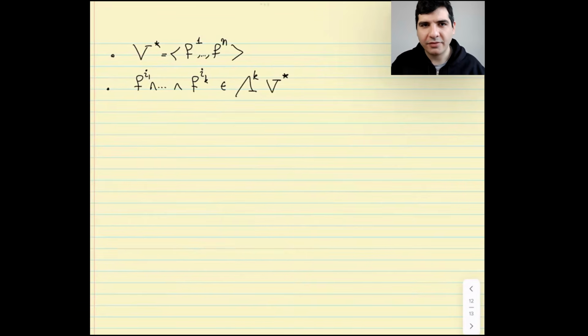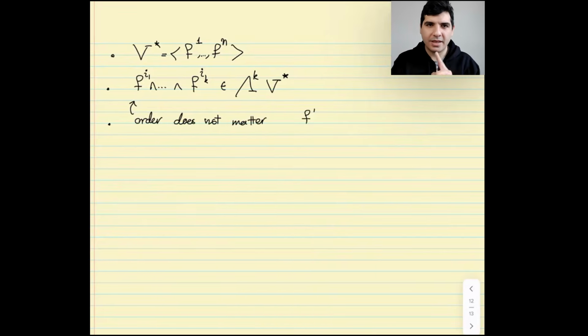The claim is that if I pick k elements out of these n elements, all of these different choices would give me a basis. There are two things to note. First, the order does not matter. If you write fi wedge fj or fj wedge fi, if you change the order of these things which appear in the wedge, it doesn't matter because if you change the order of any two, you only get a minus one. And for the sake of constructing a basis, that amounts to nothing.